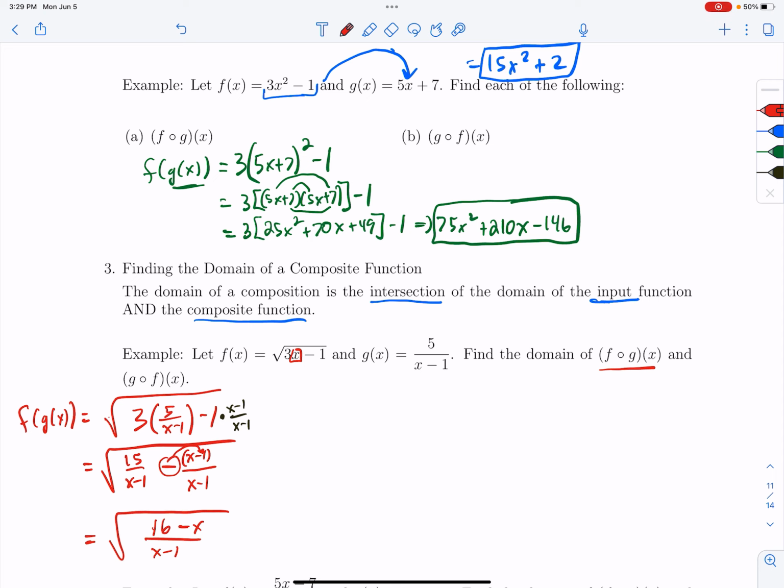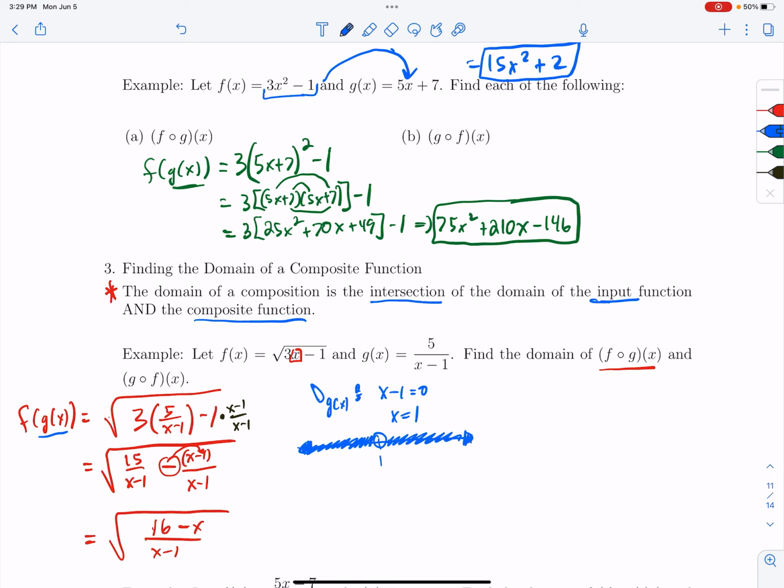So what it says back up here, it says the domain of this function is the domain of this thing that I just found, intersected with the domain of the input. Well, the function that we are inputting here was the g of x. So I also need to find the domain of g of x. Well, the domain of this rational function is just what makes the denominator 0. So x equals 1. So the domain for g of x is everything except for 1. So what I'm going to do is I'm going to put an open circle there. Then I'm going to shade all of this.